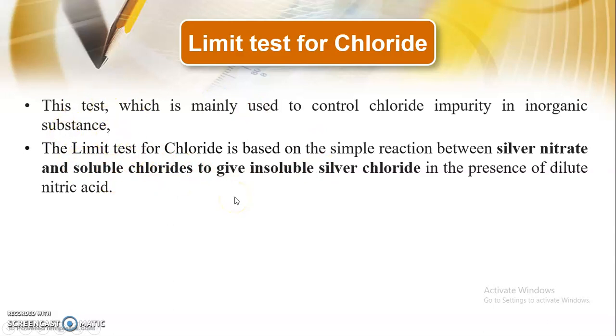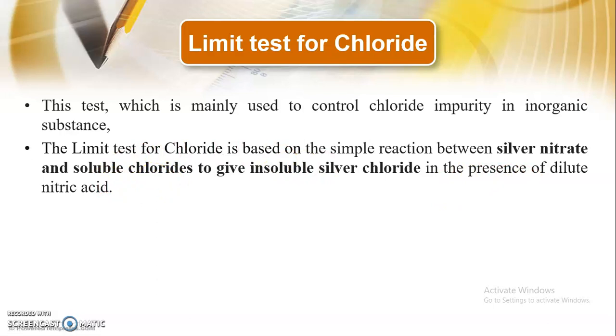So, here we are going to perform the reaction between the soluble chlorides present in the sample and the silver nitrate that we are going to add. When we add the silver nitrate to the soluble chlorides, a reaction takes place between the two, and insoluble silver chloride is formed in the presence of dilute nitric acid. So, this is the statement for the limit test.